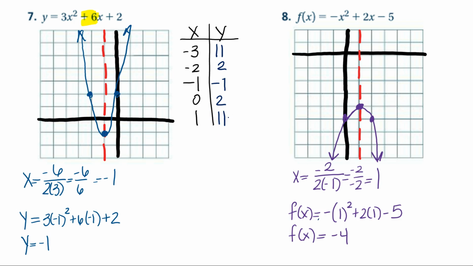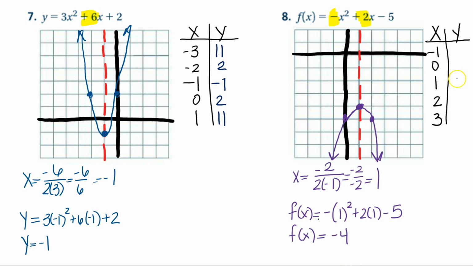For number 8, the b value is positive, but my a value is negative, so make sure you get that. So -2 over 2 times -1. -2 divided by -2 is +1. So my t-chart, 2 to the left of 1 is 0 and -1. 2 to the right is 2 and 3.